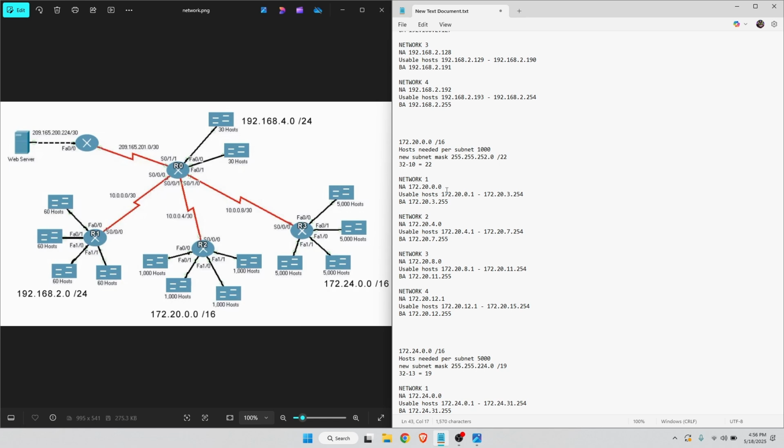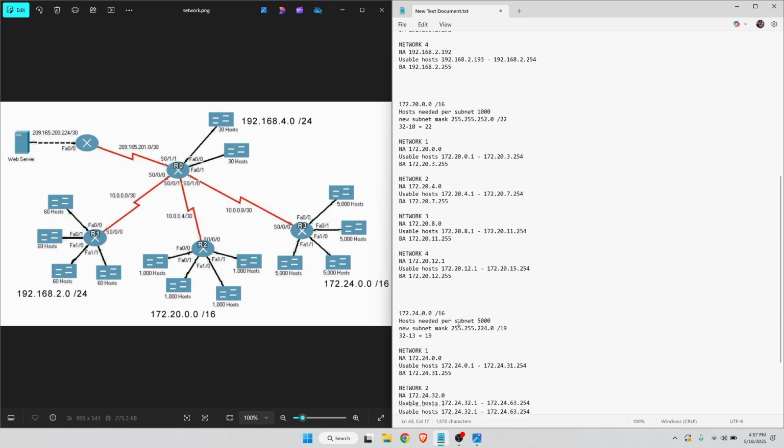172.20.0.1 to 172.20.3.254. And once again, once we figure out how to increment, we could see that here we are incrementing by 4. Right, here we're incrementing the third octet by 4. Okay, I think you'll get the idea.